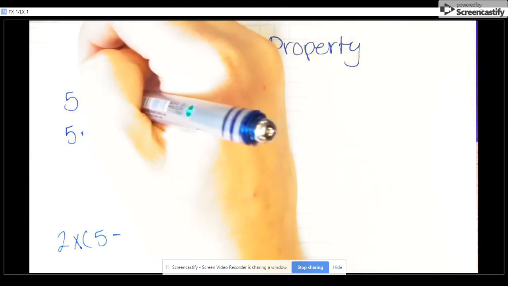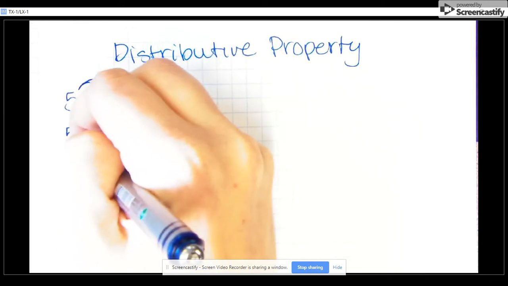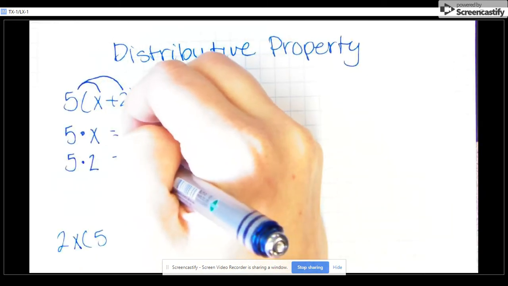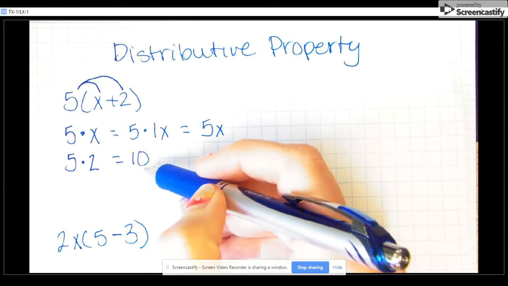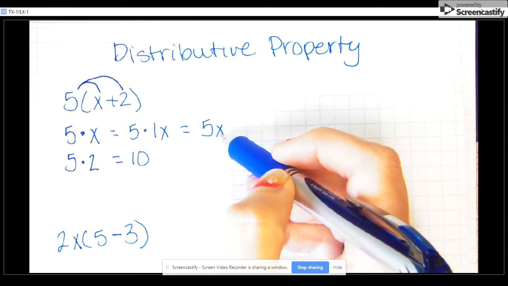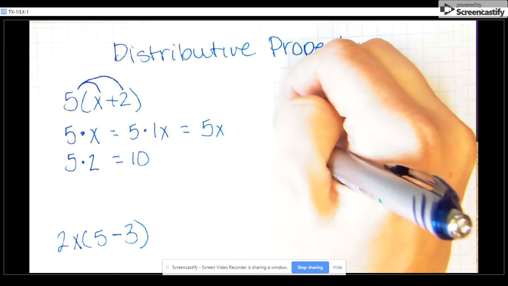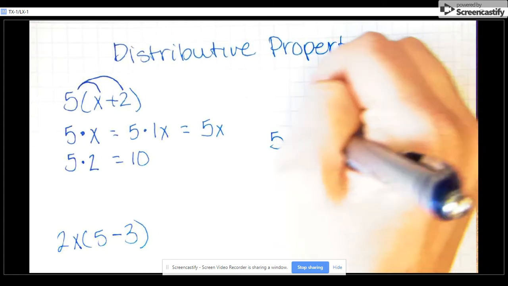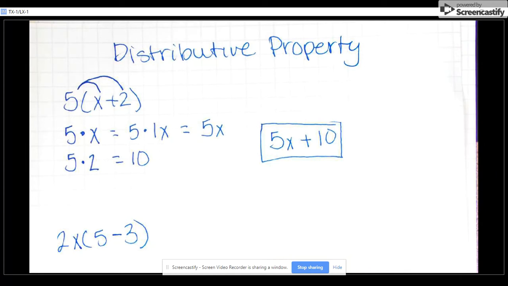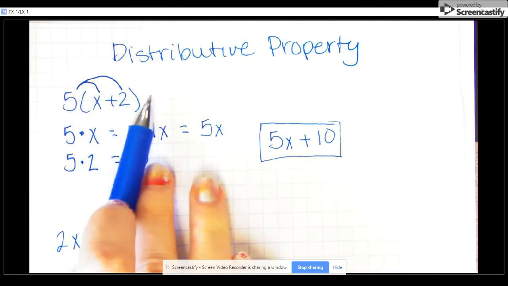Next, I'm going to take that 5 and multiply it by 2. So 5 times 2, we know, is going to equal 10. Now, I have my 5x and my 10. Since the 5x has an x with it and the 10 does not, I cannot put those two together. So I am just going to write 5x plus 10. This is going to be my answer since I do not have any equal sign in my original problem.